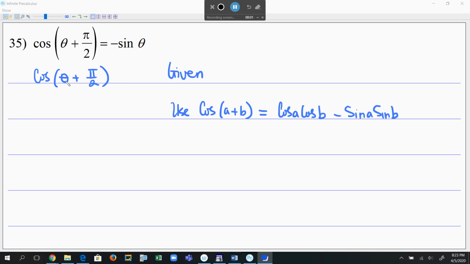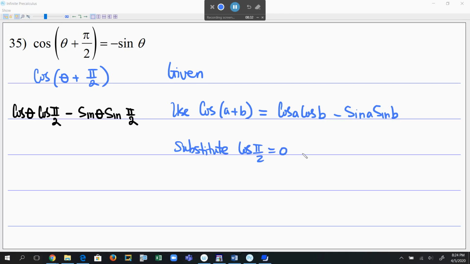So in this case, our A will be theta, our B will be pi over 2. So therefore, we have cosine theta cosine pi over 2 minus sine theta sine pi over 2. Next step, we are going to substitute cosine pi over 2 for 0 and sine pi over 2 for 1.